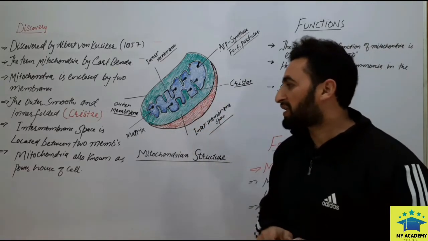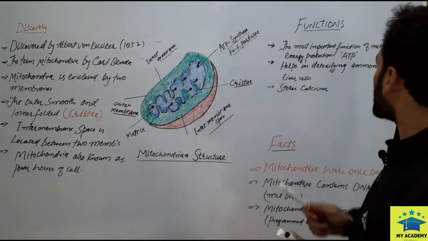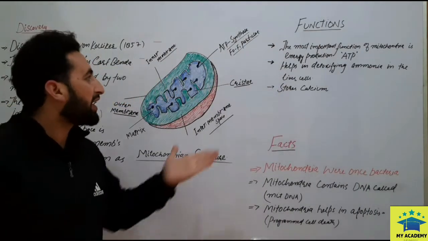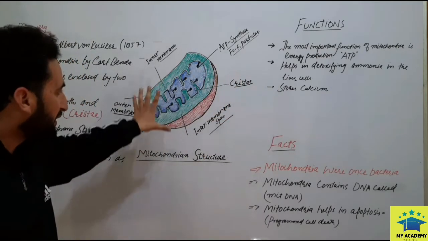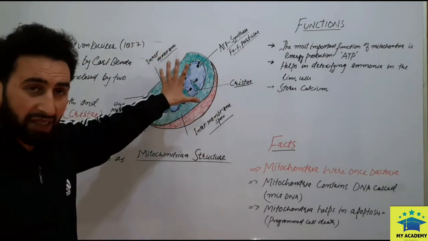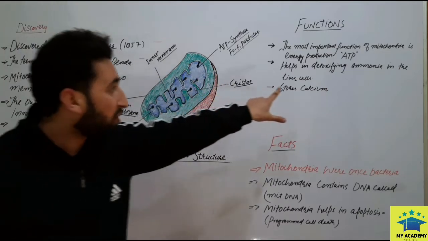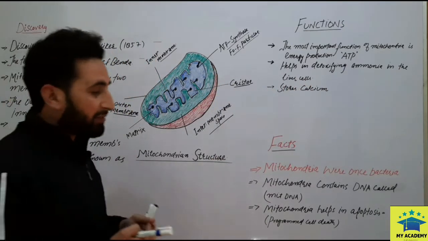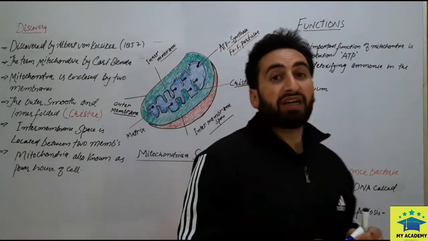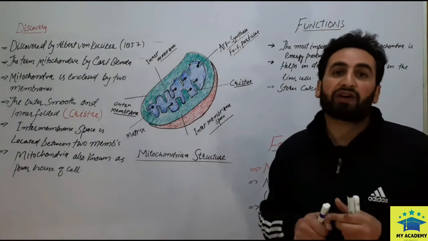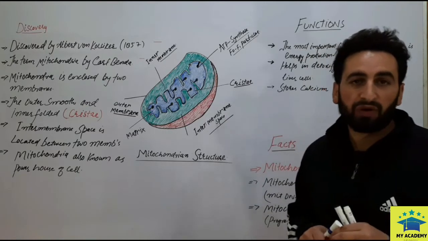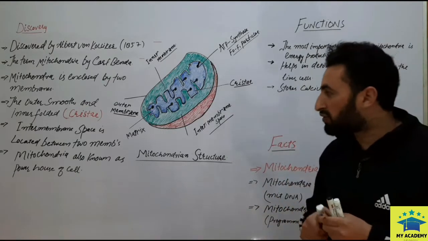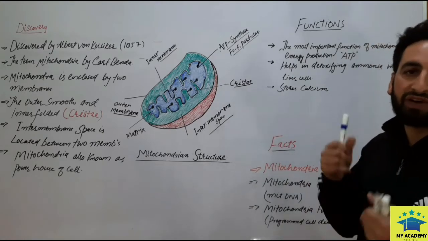Now functions हम देखेंगे. The most important function of the mitochondria is the formation of ATP, that is adenosine triphosphate. कहाँ पे ATP formation होता है? That's in the mitochondria. It helps in detoxifying ammonia in the liver cells. The mitochondria of the liver cells help in detoxifying ammonia. Ammonia is a toxic product.